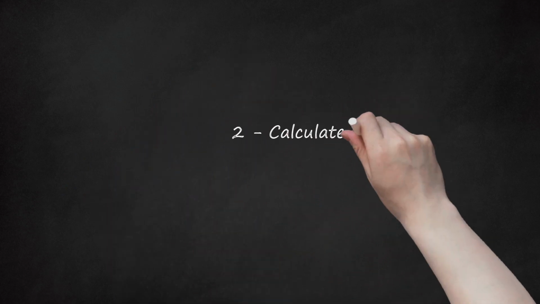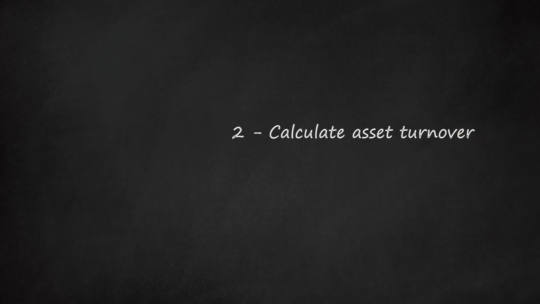2. Calculate asset turnover. Asset turnover is the ratio of a company's sales compared to the value of its average operating assets. This ratio can be an indicator of the efficiency with which a company is using its assets in generating revenue. The formula is sales or revenues over total assets equals asset turnover. For example, $100,000 sales over $80,000 assets equals 1.25. The higher the ratio, the better a company is utilizing its assets.